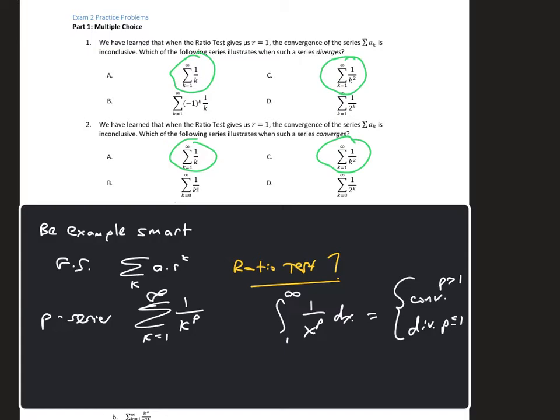But again, what happens with the ratio test, right? Ratio test is something we learned about later on. But what does the ratio test say the p-series are going to do? And what you'll see if you try out a couple of these is that the ratio test always says r equals 1 for p-series.